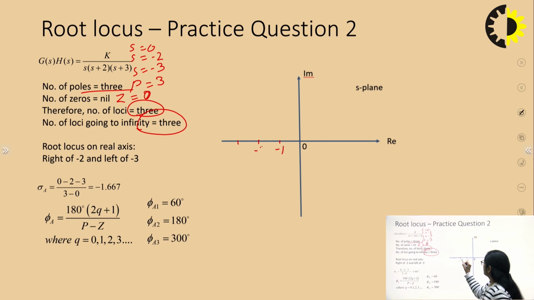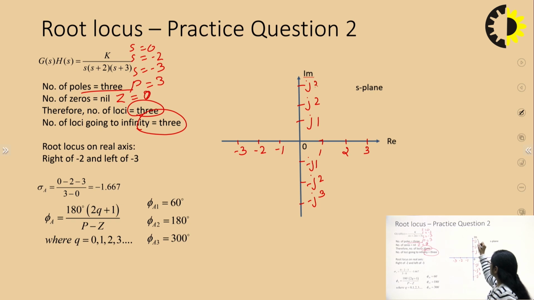-1, -2, -3, 1, 2, 3, -j1, -j2, -j3, j1, j2 and j3. So, these are the axis markings on the real and the imaginary axis.